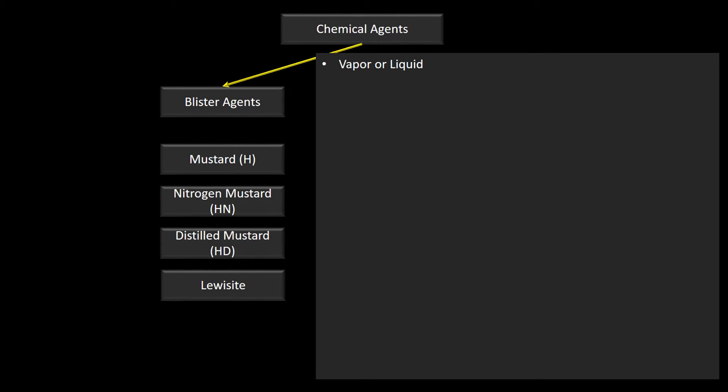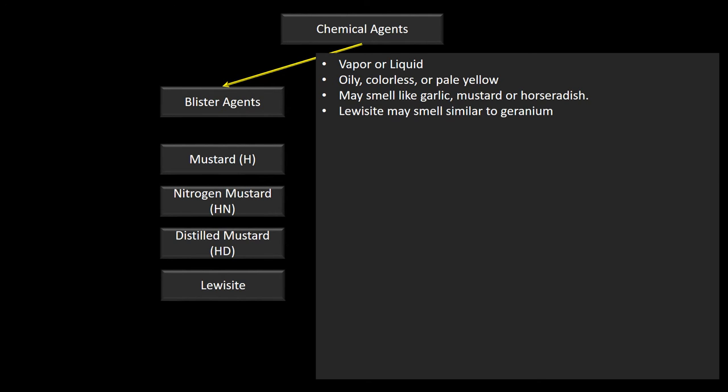Mustard agents can be deployed as a vapor and a liquid. They are often oily, colorless, or a pale yellow. They may smell like garlic, mustard, or horseradish. Lewisite is said to smell very similar to geranium.